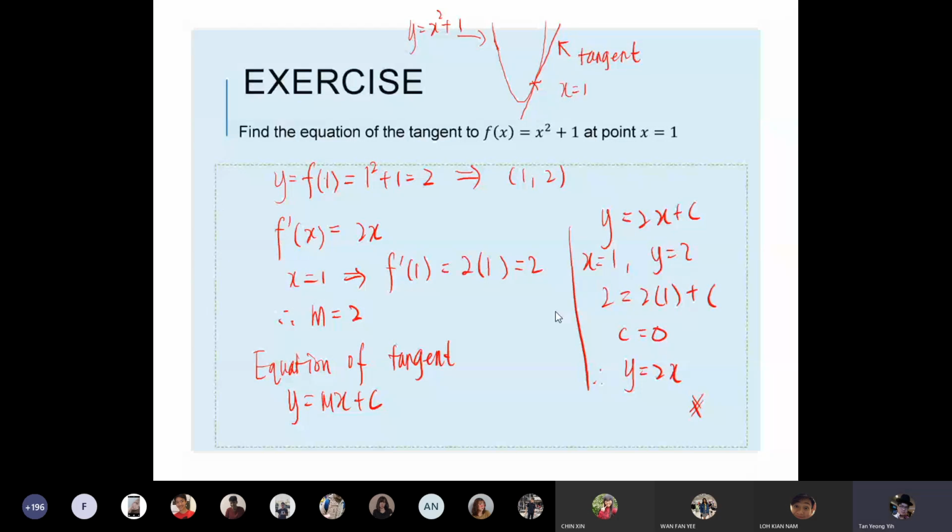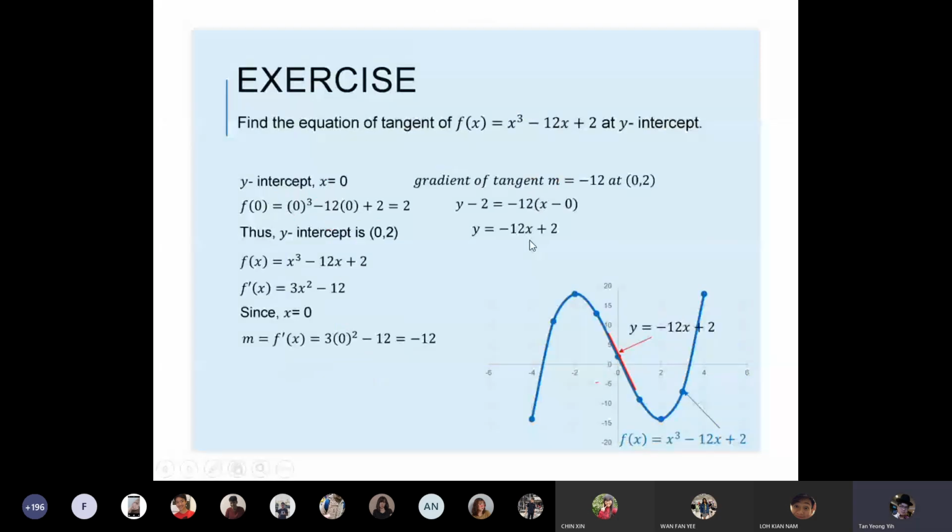Now, if you do not have any questions, let's proceed to the last one. The last example of today. We need to find the equation of tangent of f(x) equals x to the power of 3 minus 12x plus 2 at the y-intercept. Now suppose when we look at the function here, we do not know the graph. So this graph is for explanation only, because we are not sure what the graph looks like.